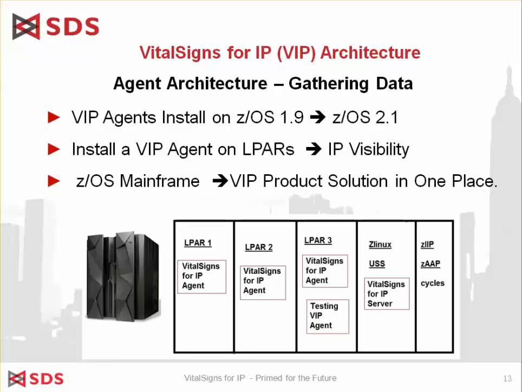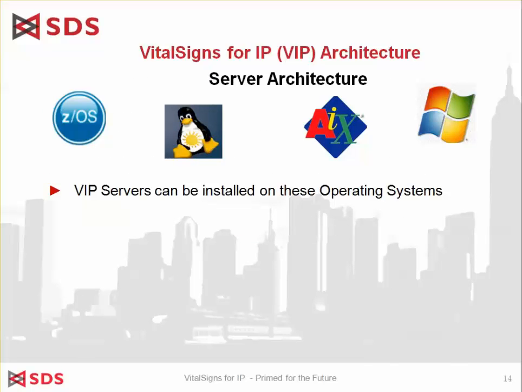You could house your VIP product all in one place if you like. As you can see here, the agents and servers are all on the z/OS mainframe. The VIP server can be installed on a variety of different platforms. It can be installed on z/OS under USS, on Linux, on Z-Linux, as well as AIX and Windows platforms. If you want to conserve CPU cycles, then you can consider deploying the server on a platform external to z/OS.